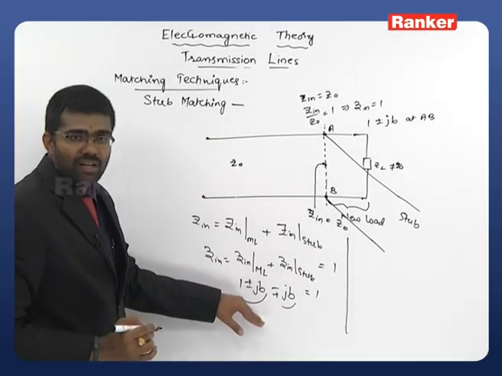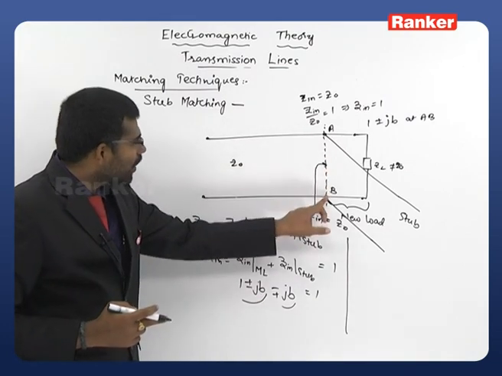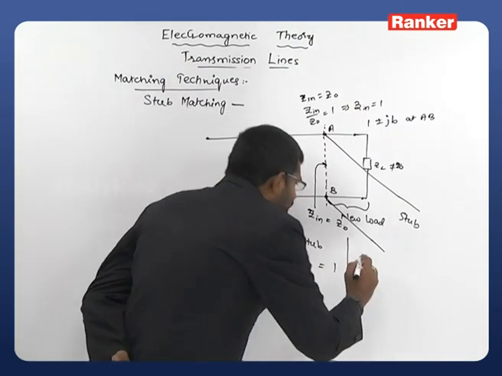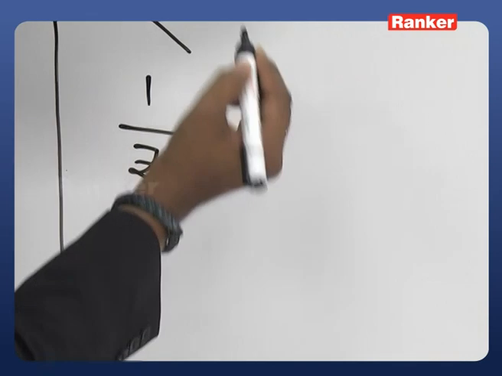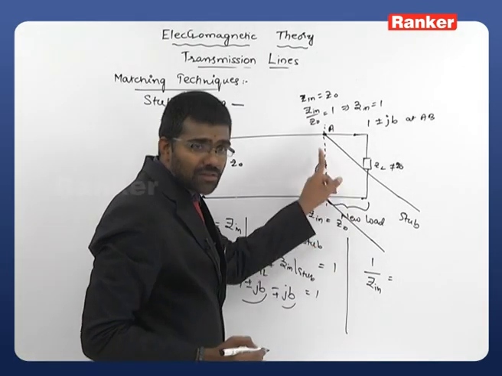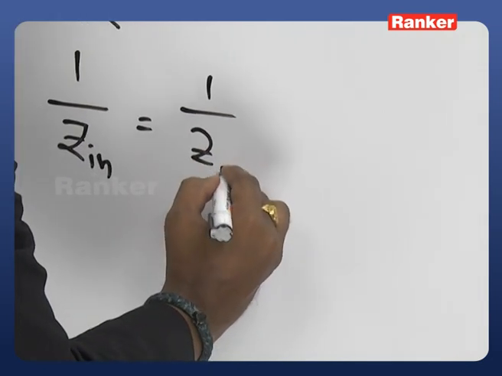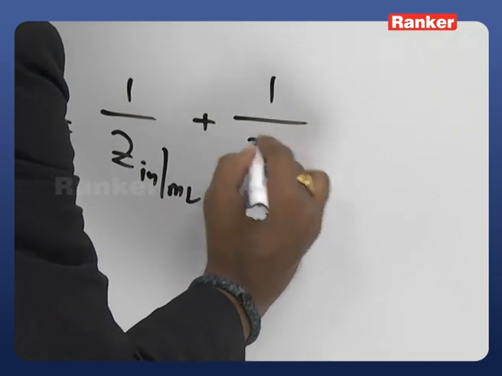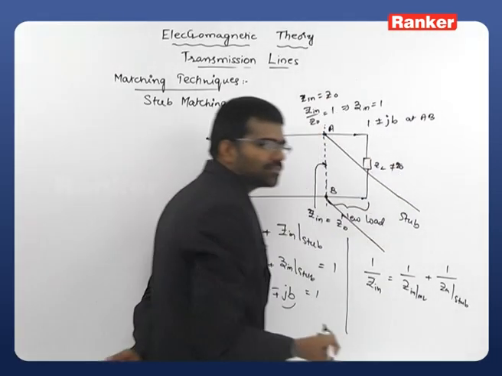Don't take them as the final equations. For our understanding only I gave these equations. Now at this particular location I am calculating the resultant impedance. Now what is the resultant impedance? That is nothing but the input impedance at that particular location, Zin. So 1 by Zin is equal to, since these two are parallel, 1 by Zin because of the main line, plus 1 by input impedance because of the stub.